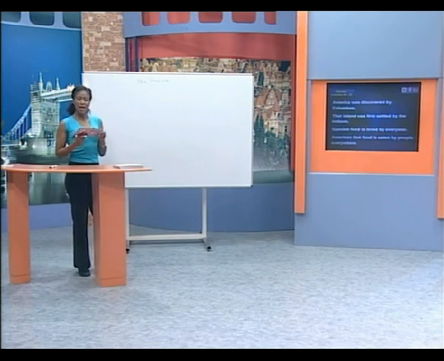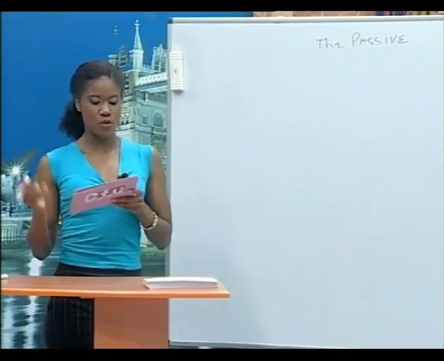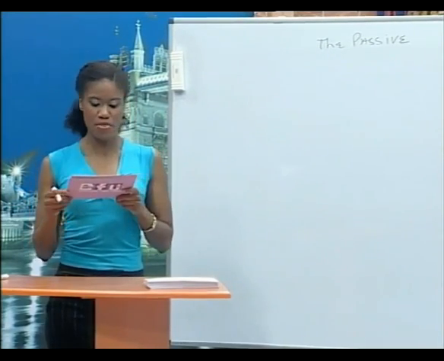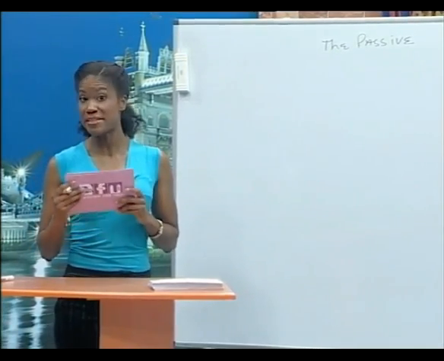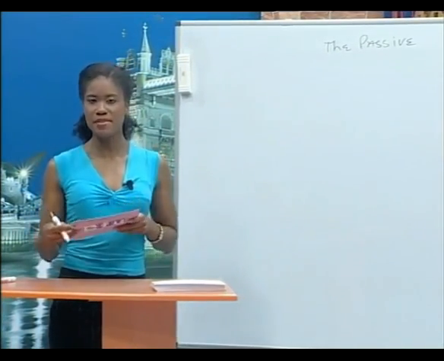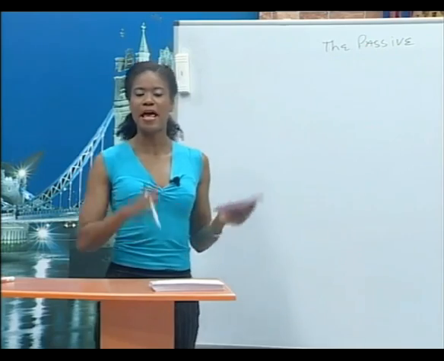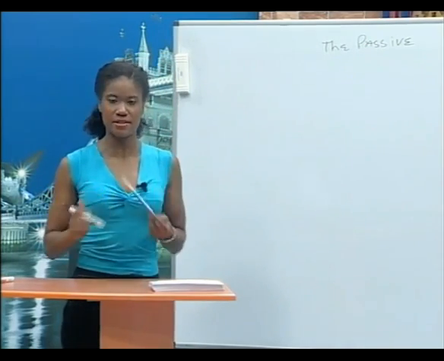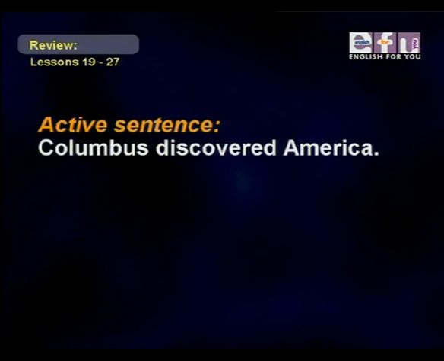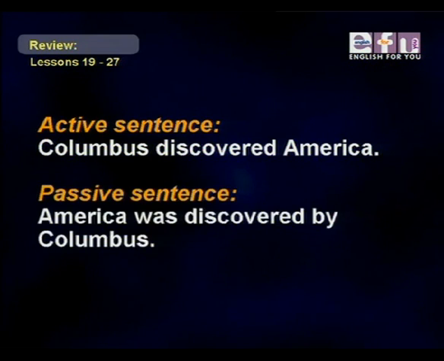Okay, now remember, the passive is a verb or sentence which has as its subject the person or thing to which an action is being done. So it receives the action. Okay, let's look at some sentences that show us the difference between an active sentence and a passive sentence. Take a look. Active sentence. Columbus discovered America. Now in the passive sentence, the person receiving the action will now be the subject. So now, passive sentence. America was discovered by Columbus.